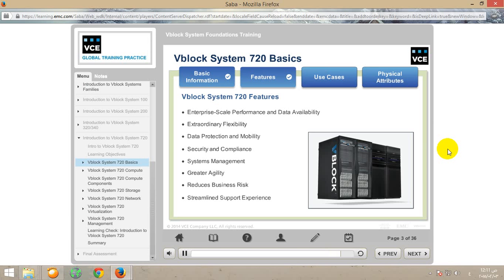Streamlined support experience. Like all other vBlock systems, once deployed, VCE support dramatically simplifies the support process, proactively identifying and resolving issues to improve time to resolution and deliver a better support experience.